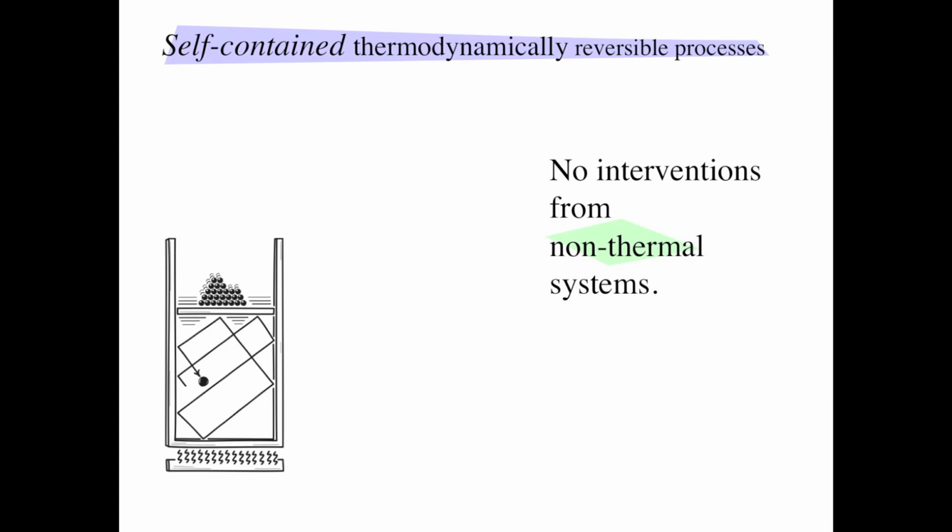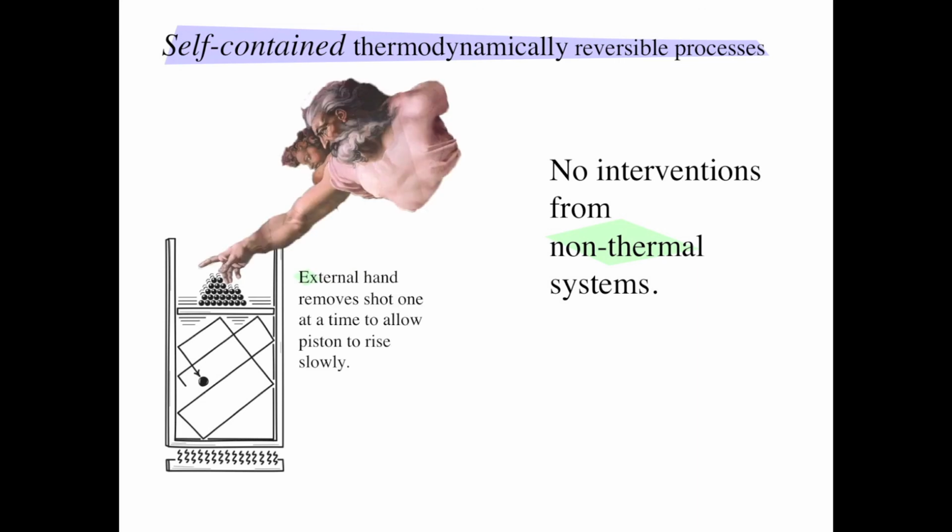A further important condition is that we shall consider thermodynamically reversible processes that are self-contained. This means that we will not allow interventions from external non-thermal systems. We saw an example of this type of external intervention in the isothermal expansion of a one-molecule gas. Some external agent needed to adjust the mass of the piston constantly in an effort to keep it in equilibrium with the gas pressure. That sort of external intervention by a non-thermal system is disallowed. Such non-thermal systems lie outside the province of thermodynamics.